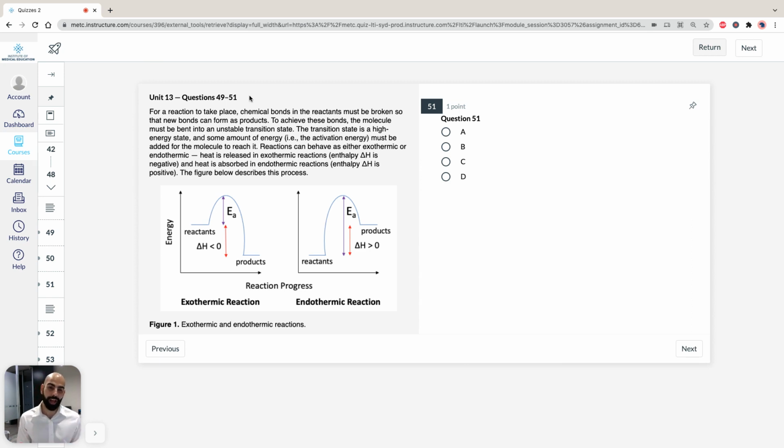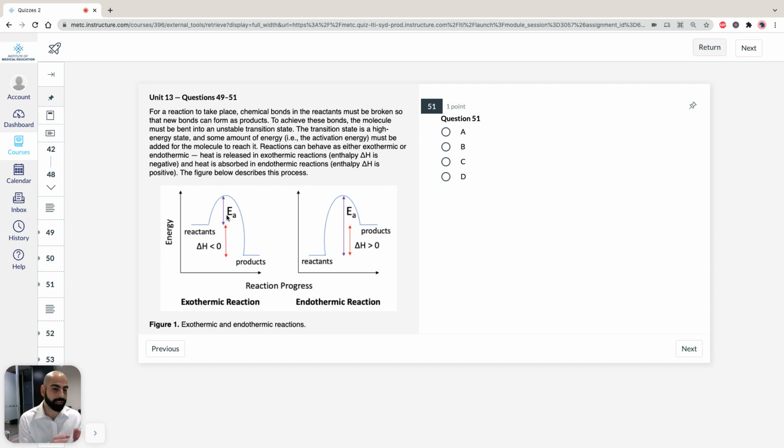Today we'll look at solutions to Section 3 of ACER's GAMSAT Green Booklet, Practice Test 1, specifically Unit 13, questions 49 to 51. This unit talks about thermodynamics, how to read reaction progress and energy diagrams, and specifically how to use Arrhenius' equation to calculate the activation energy of a reaction.